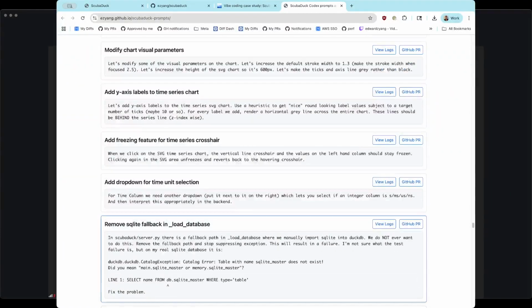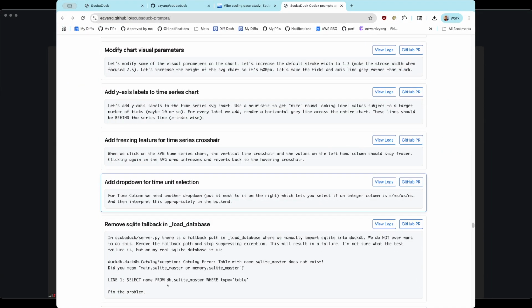For example, I said, I want a drop down for the time unit selection. So for the time column, we need another drop down to the right that lets you select an integer in seconds, milliseconds, whatever, and interpret this in the backend. I didn't code a drop down box. Too difficult. I asked Codex to do it. So definitely in the traditional Andrej Karpathy sense.